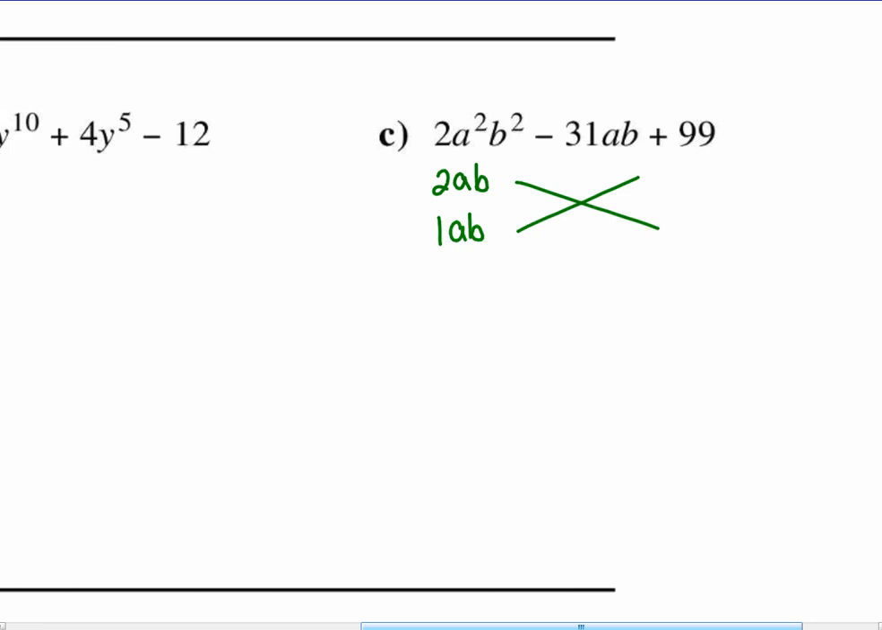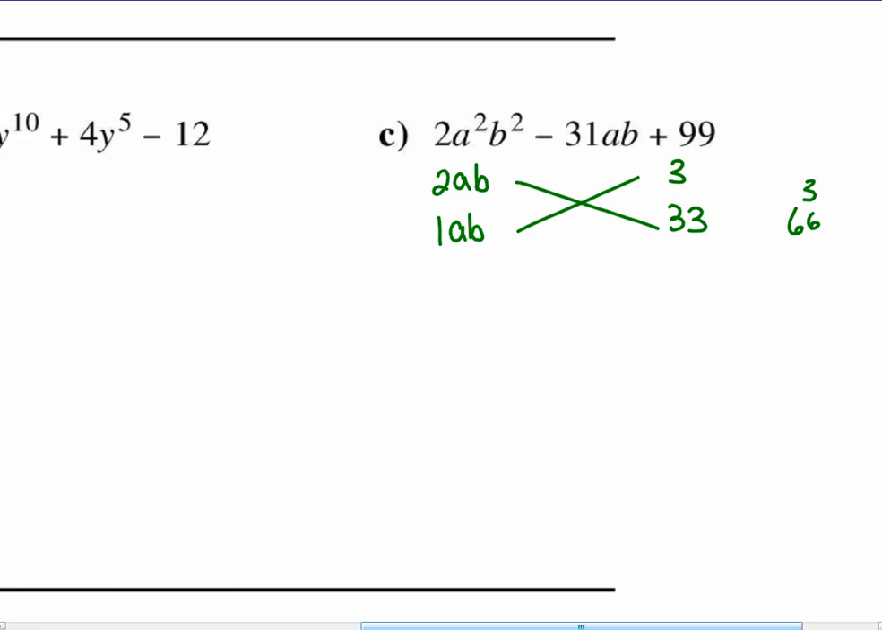Anyways, 99. What do you want to try? 33 and 3? 33 and 2? Yeah, that doesn't multiply to 99. 33 and 9, that's 69. No, it's 66 actually. Okay, so that gives me 6 and 33. That's not good. What if I switch them? Let's try switching them. 3 and 33. So, that doesn't work.